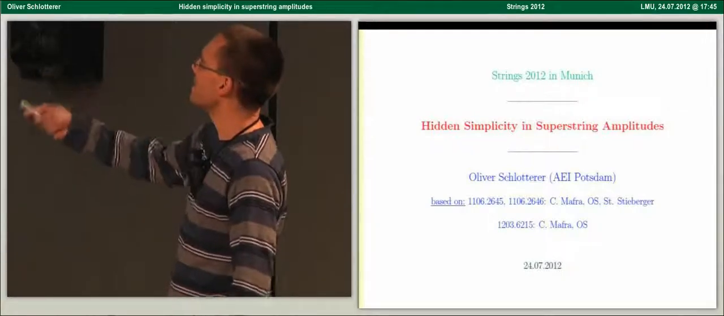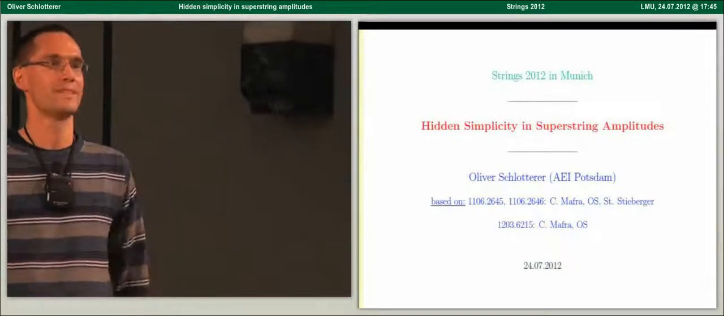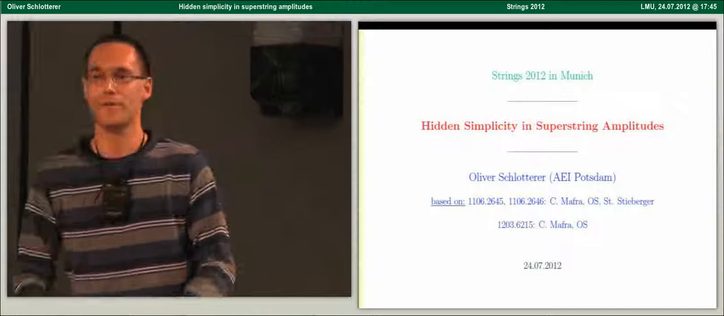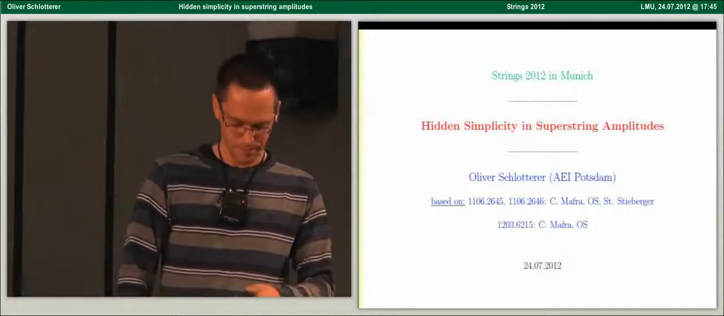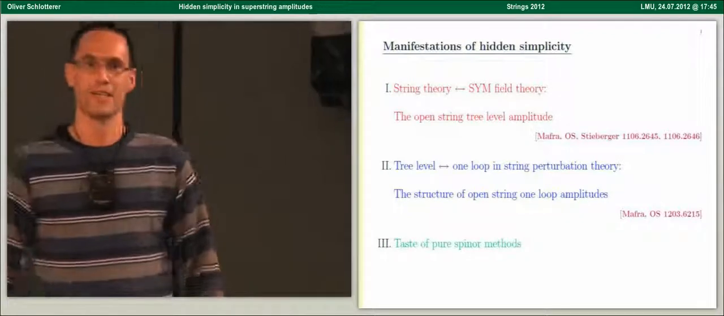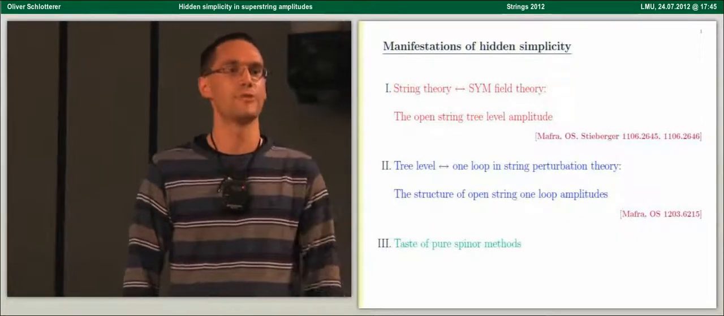In these papers, the first two were written together with my former PhD supervisor Stefan Stieberger and Carlos Mafra, and the second one with Carlos Mafra. Both of them are sitting in the audience. My talk essentially has three parts. As an appetizer, I will start with hidden simplicity at tree level.